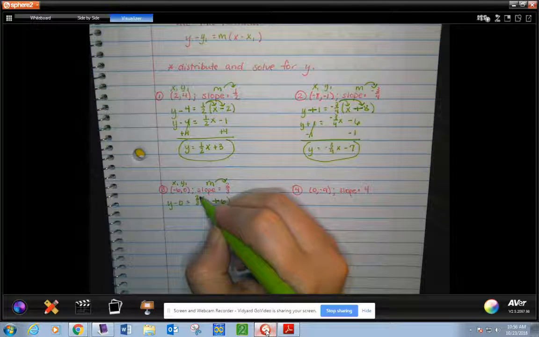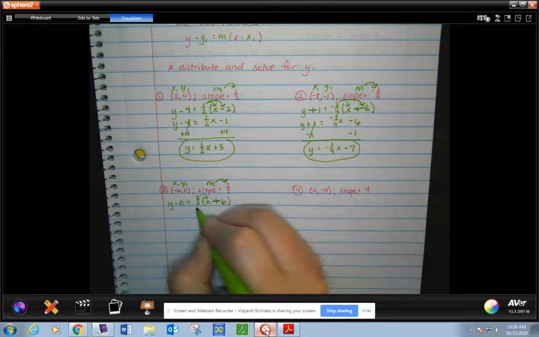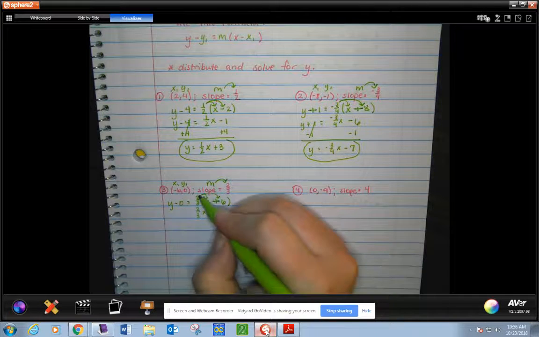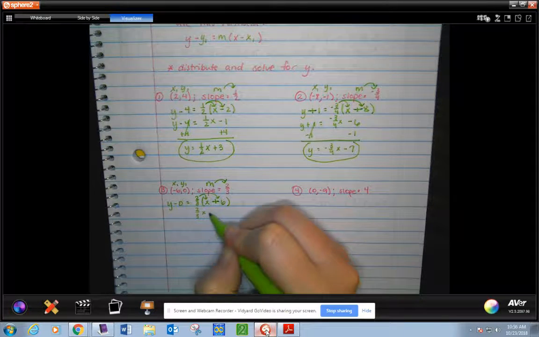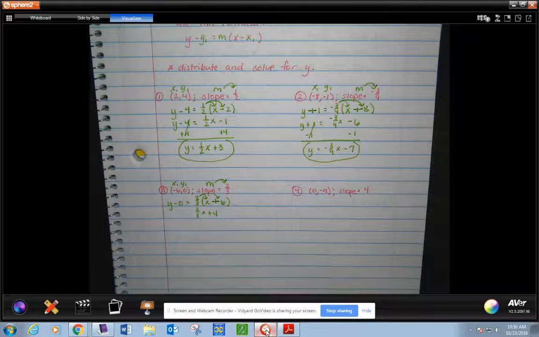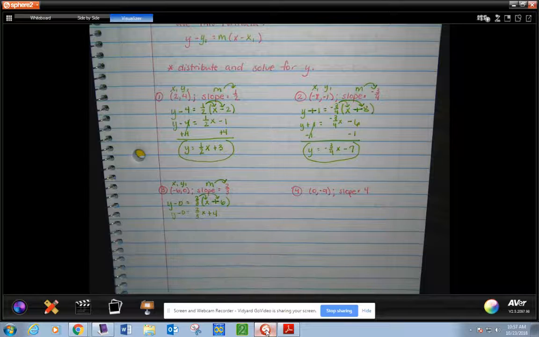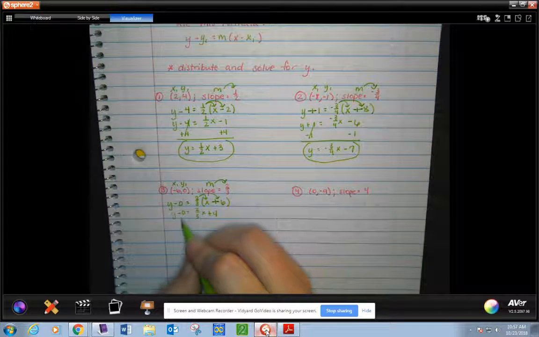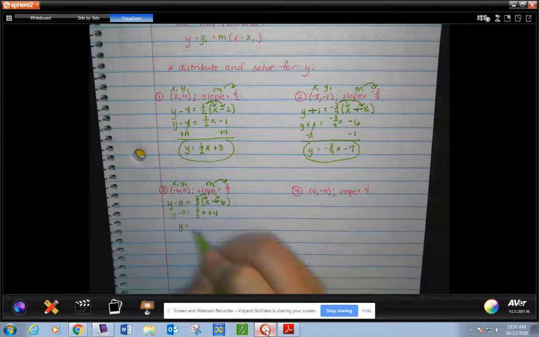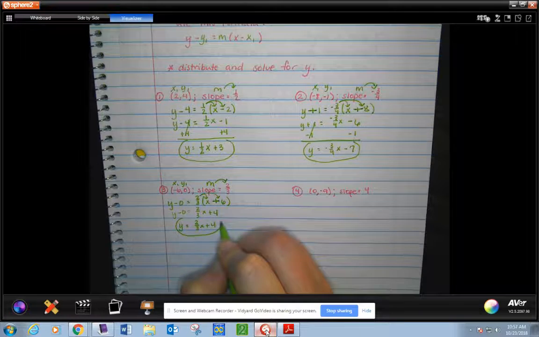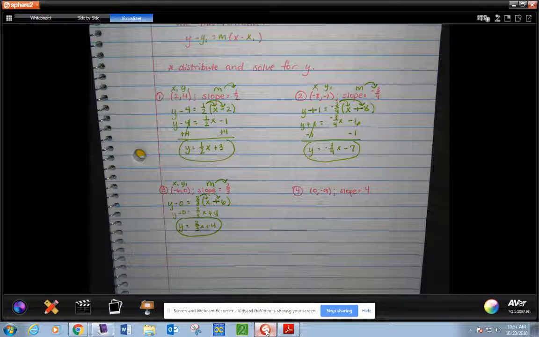Now I'm just going to distribute and solve. 2/3 times x is 2/3 x, and 2/3 times 6: 2 times 6 is 12, and 12 divided by 3 is 4. Then if you bring down your y minus 0, that minus 0 is doing nothing for you. If you wanted to move the 0 to the other side, it's not going to change. So you can literally just drop the 0, and you have y equals 2/3 x plus 4. Now that it's in y-intercept form, you are done.